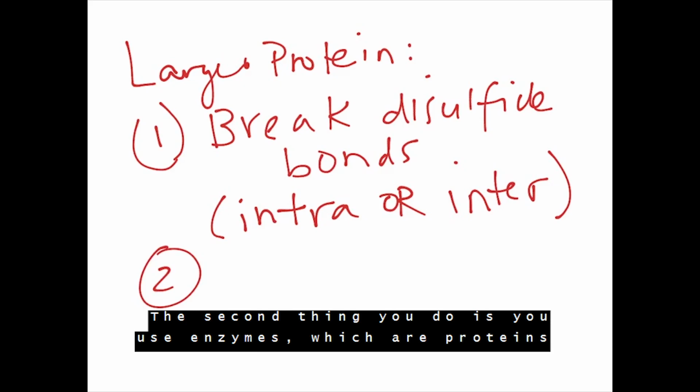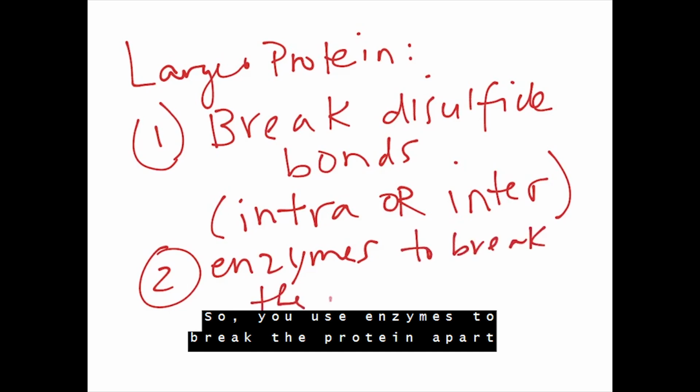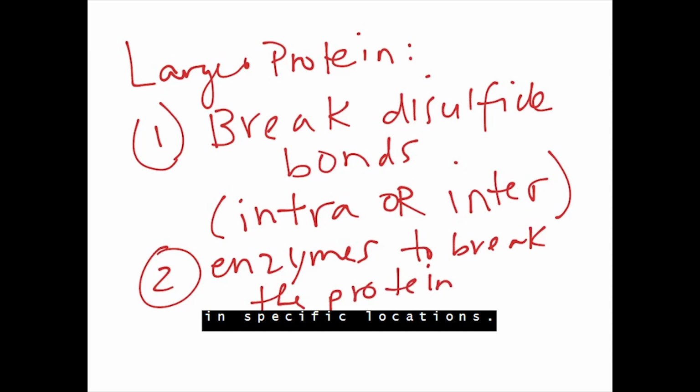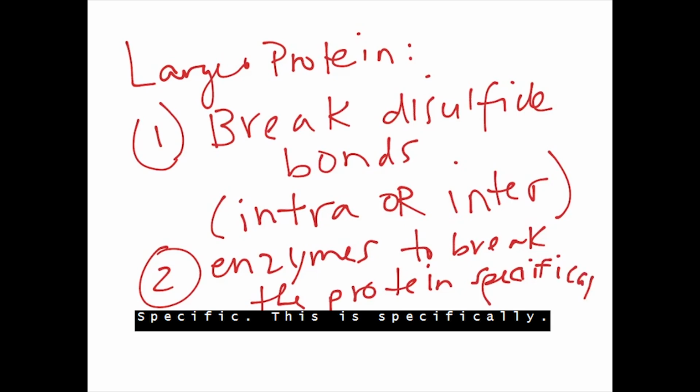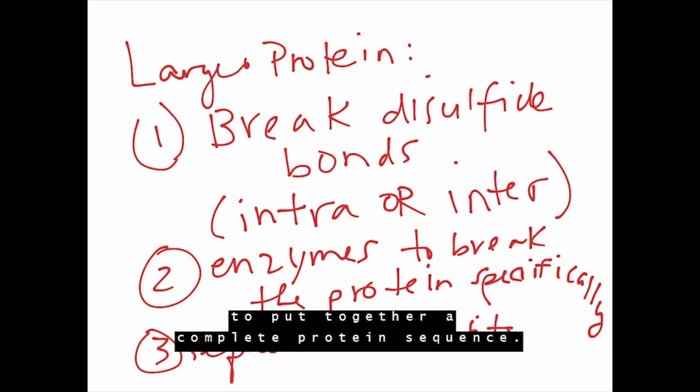So that's the first thing you do. The second thing you do is you use enzymes, which are proteins that can specifically hydrolyze peptide bonds. So you use enzymes to break the protein apart in specific locations. And then you can sequence the smaller bits that you get and overlap those fragments to put together a complete protein sequence. So let's look a little bit at some of these steps.